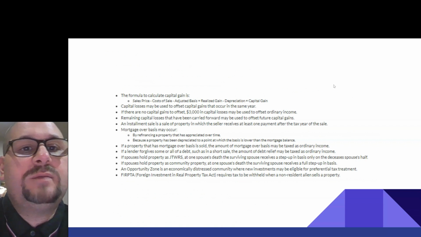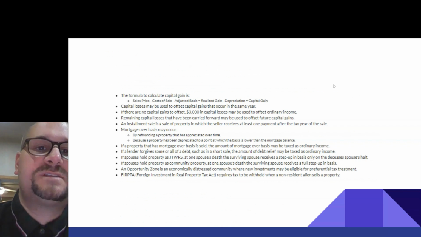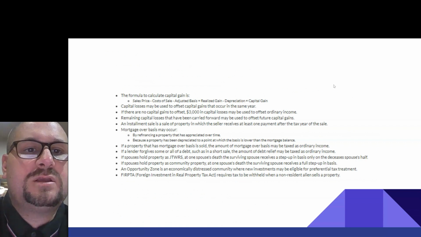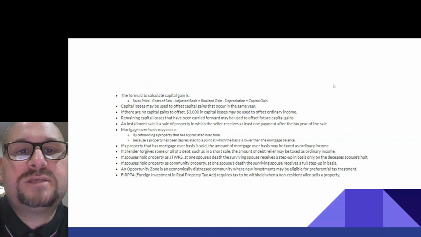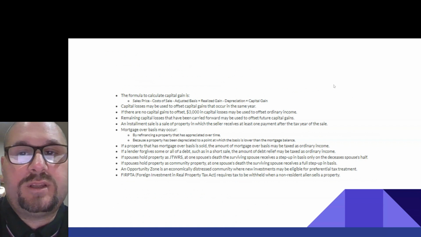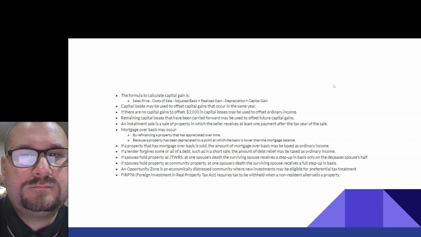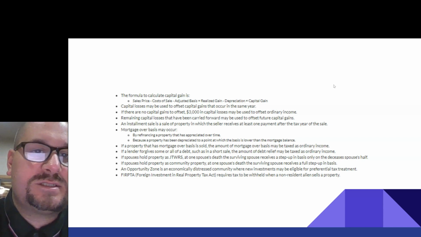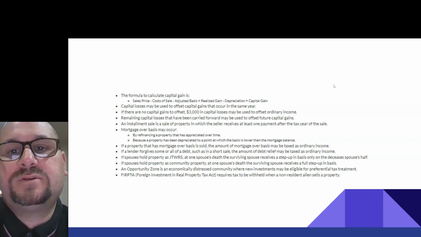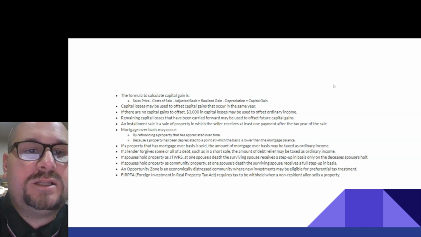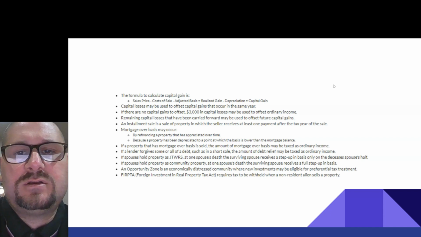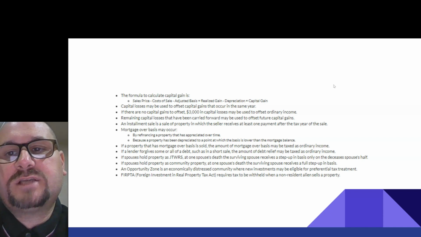Capital losses may be used to offset capital gains that occur in the same year. If there are no capital gains to offset, $3,000 in capital losses may be used to offset ordinary income. Remaining capital losses that have been carried forward may be used to offset future capital gains. An installment sale is a sale of property in which the seller receives at least one payment after the tax year of the sale.